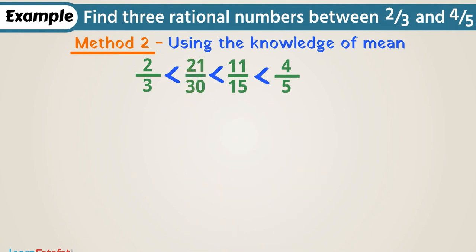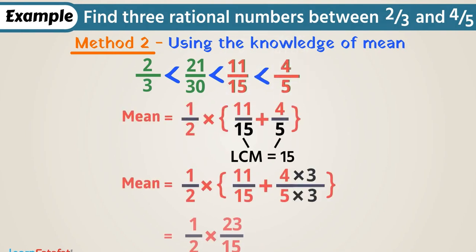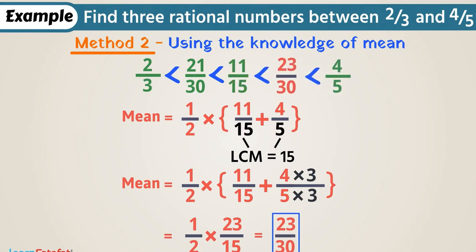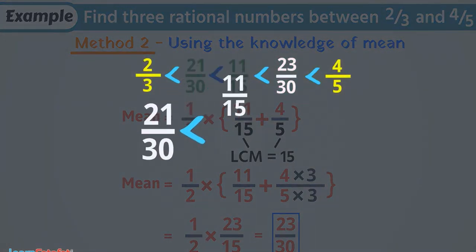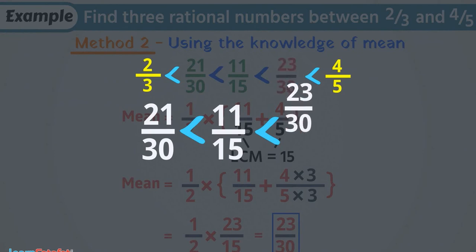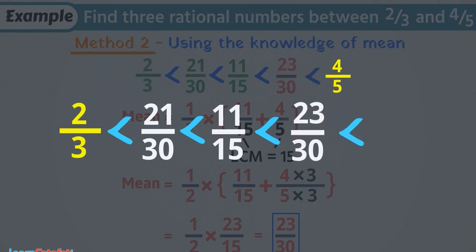Similarly, next rational number can be found by obtaining mean of 11 by 15 and 4 by 5. So we get 23 by 30. This is the third rational number between given rational numbers. Thus, 21 by 30, 11 by 15 and 23 by 30 are three rational numbers between 2 by 3 and 4 by 5.